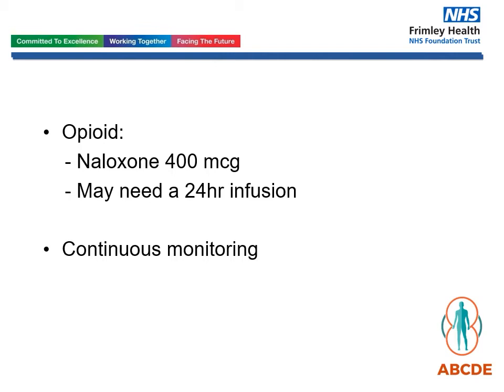Any drug-induced disability should be reversed using the appropriate medications. For opioid toxicity, naloxone should be administered. Naloxone is designed to rapidly reverse the effects of opioids. It binds to opioid receptors to block and reverse the effects of opioids.